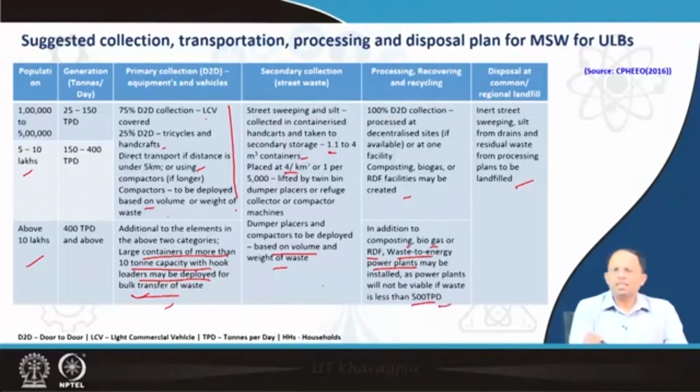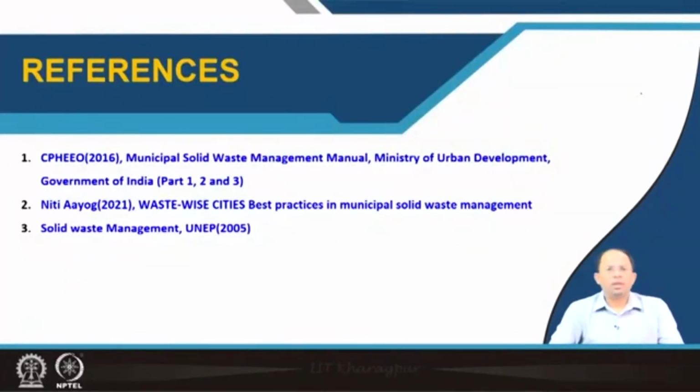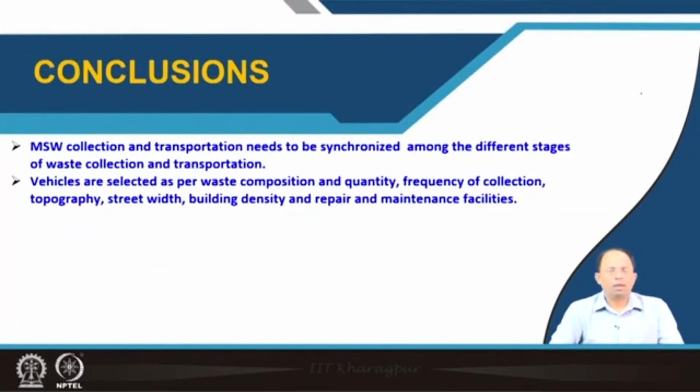We will discuss what sort of processing facilities in later modules, but at least this is one solution which is given by CPHEEO for setting up a basic waste management system for different urban areas. So these are some of the references you can use. To conclude, MSW collection and transportation needs to be synchronized among the different stages of waste collection and transportation, and vehicles are selected as per waste composition and quantity, frequency of collection, topography, street width, building density and repair and maintenance facilities. Thank you.